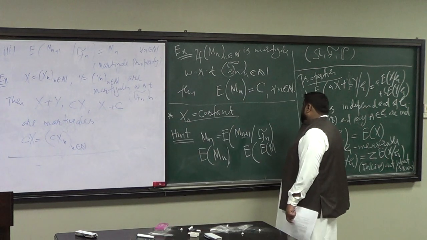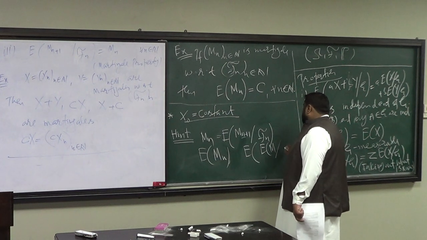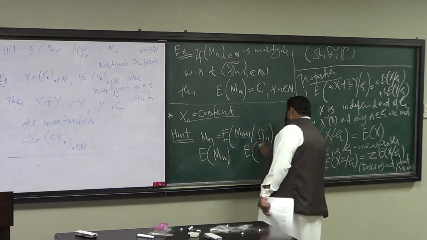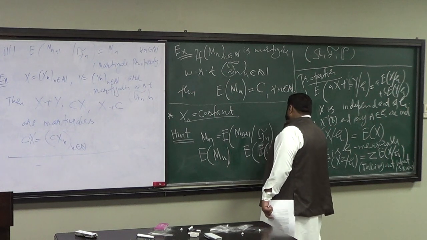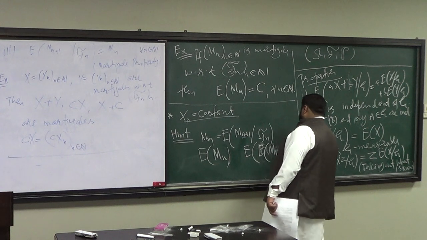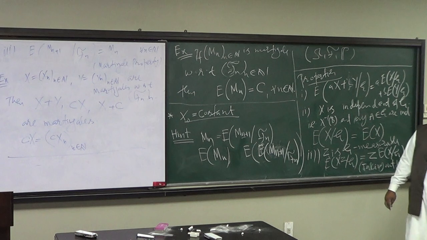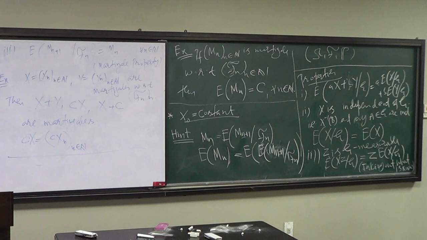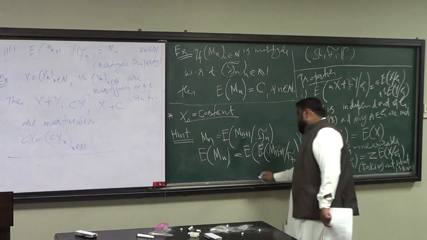Take the expectation on both sides. So you take the expectation on both sides, and you have a conditional expectation of Mn plus 1 given Fn here. Let's write it explicitly: Mn plus 1 given Fn. What would this quantity be? The expectation of the conditional expectation. This was one of the properties that we were missing in our list of properties of conditional expectation: the expectation of the conditional expectation is the expectation.